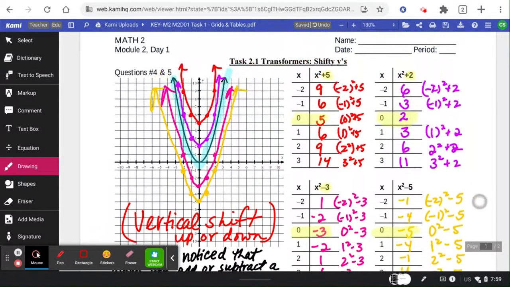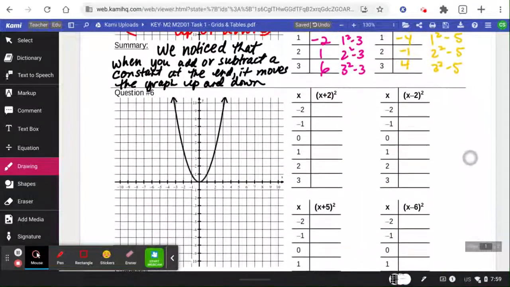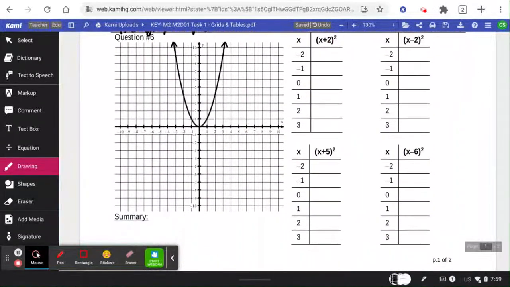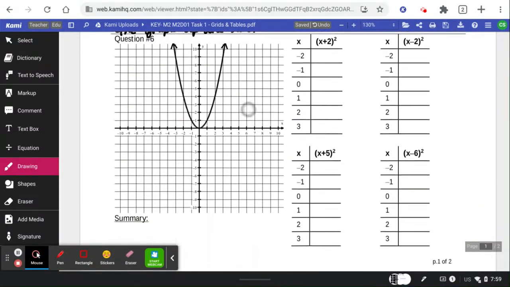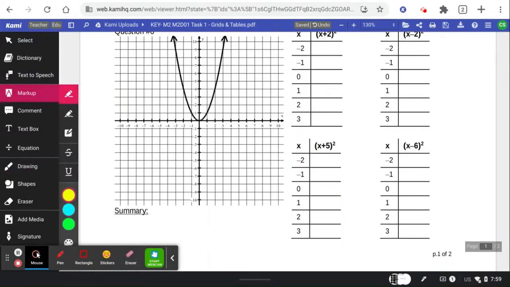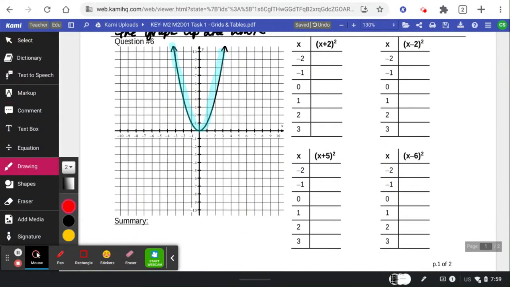Okay, so anytime we see a constant at the end like that, now we're going to start to recognize that potential shift. Let's go look at the next 4 tables and the next one. Again, you're going to highlight that original parent graph. I'm going to go use the same color blue. There's my y equals x squared graph. Let's go see what these changes do.